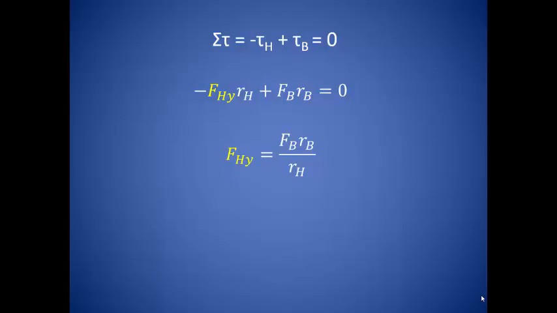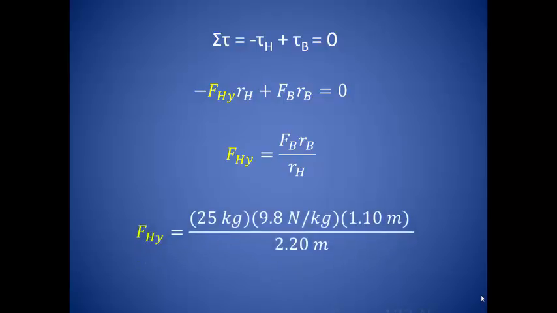From our problem, we know that the hinge is 2.20 meters away from where the cable attaches. Since we assumed that is our pivot point, then R for the hinge is 2.20 meters. R for the beam itself is 1.10 since the center of mass is at the halfway point. The force of the beam is the weight of the beam, which is its mass of 25 kilograms times 9.8 newtons per kilogram. So solving for the Y component of the force of our hinge, we find it to be 123 newtons.